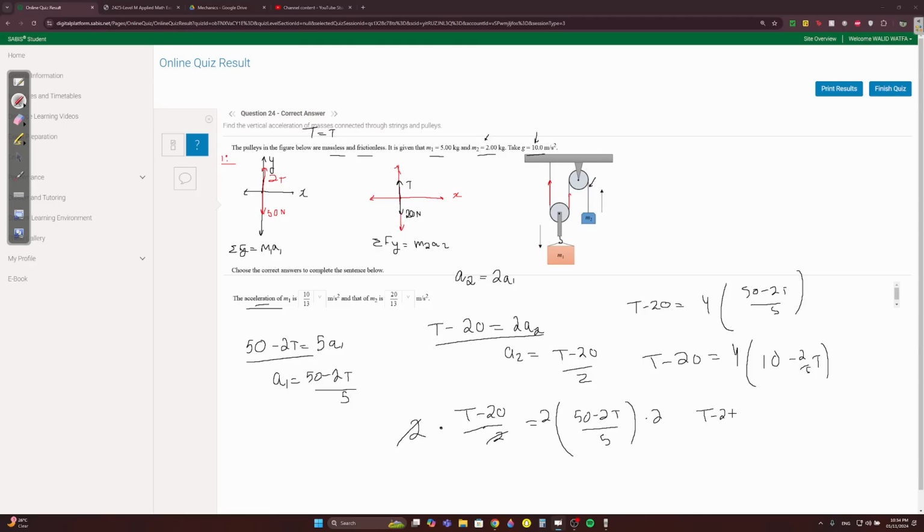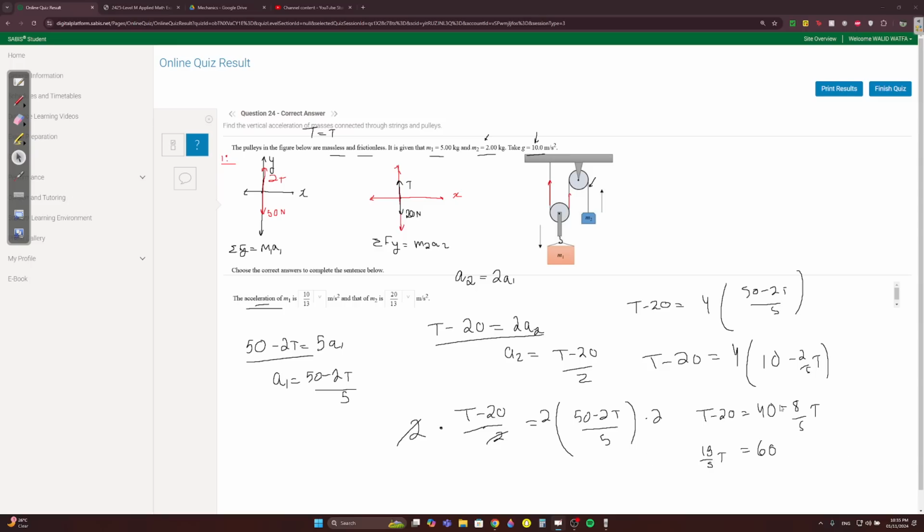Okay, you're going to get t minus 20 is equal to 4 times 10, 40, minus 8 over 5 t, because 4 times minus 2 over 5 is minus 8 over 5. You're going to take the t's here, take this here. t plus 8 over 5 t is going to be 13 over 5 t is equal to 60.